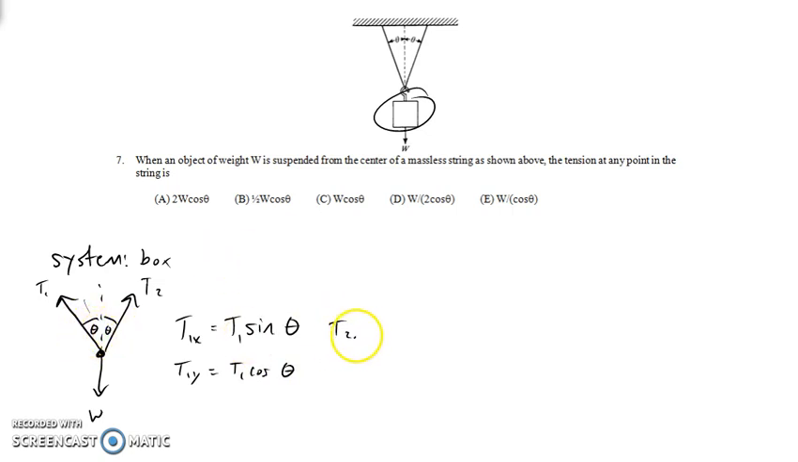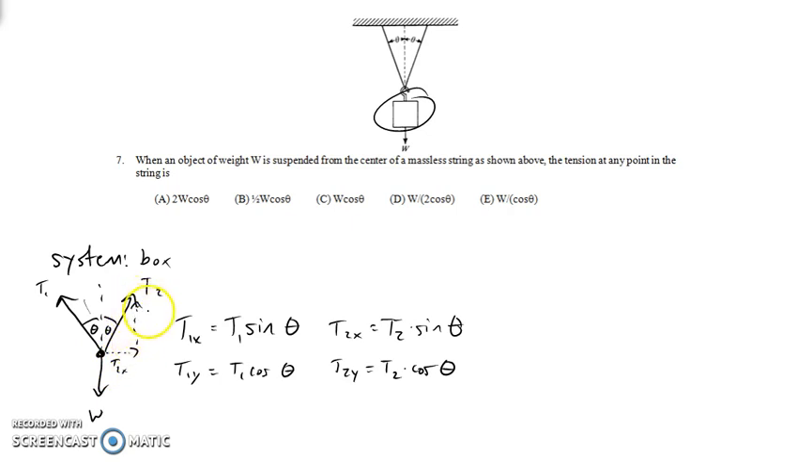T2x is going to be the tension in this rope, the second rope, times sine theta, and then T2y is going to be the second tension, magnitude of the tension, times cosine theta. Okay, so these are our components, and we're going to use these when we add up the forces. And I'm going to go ahead and draw them like this, because it's easier to see.